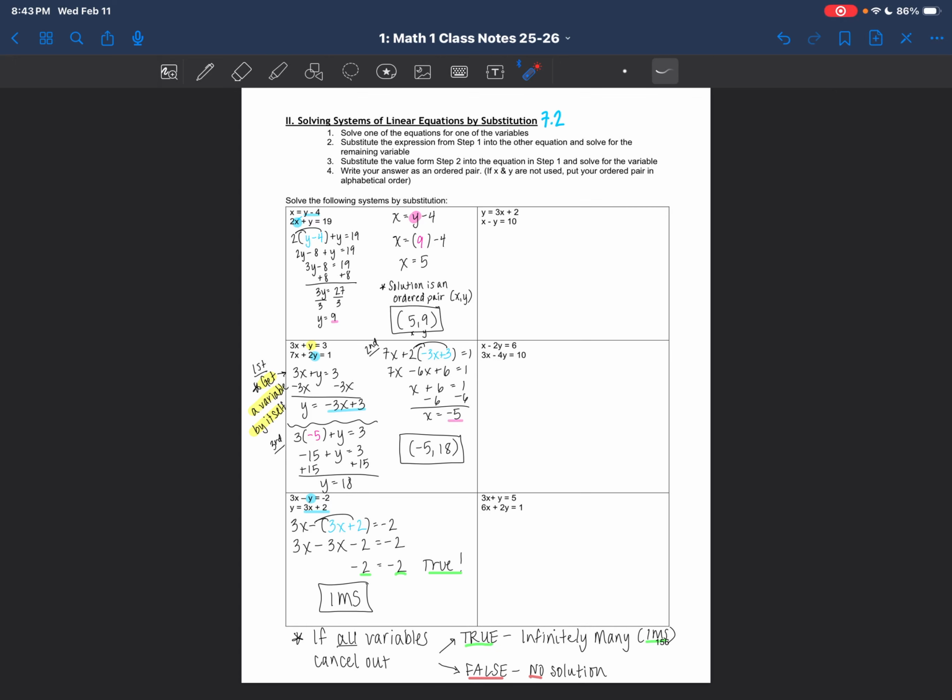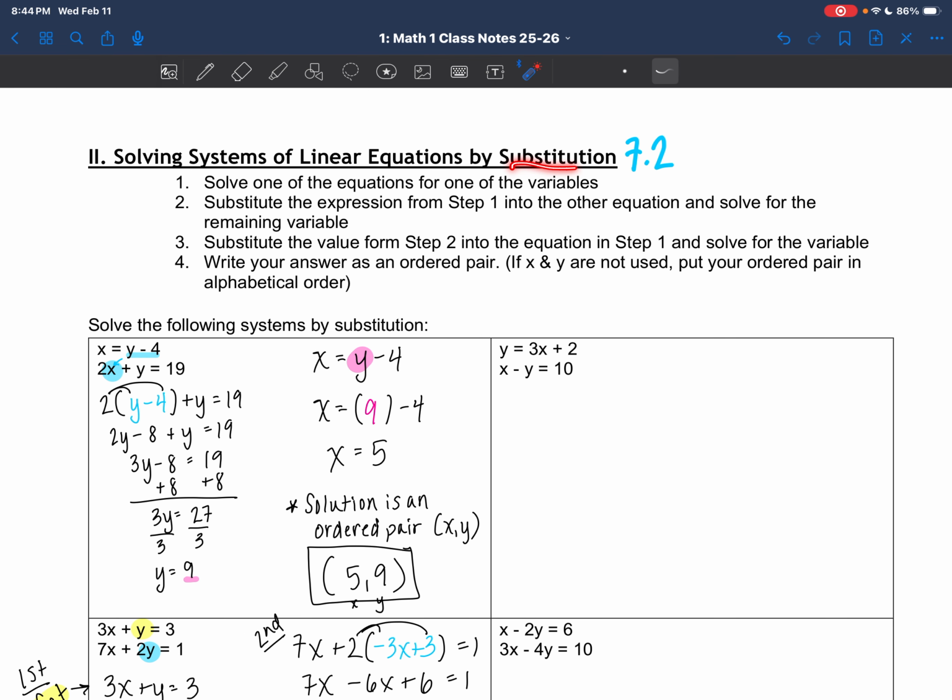All right, we're going to continue learning about systems and solving systems. This time we're going to solve systems by substitution. Before, we used graphing, where wherever they intersected is a solution. Now we're going to do substitution.